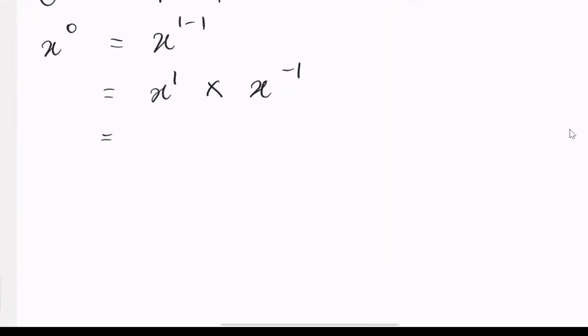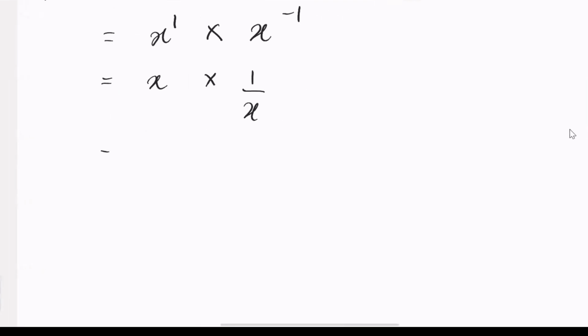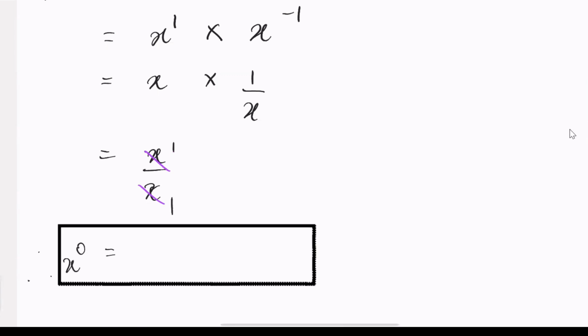which is equal to x, as x to the power of 1 will be equal to x, into x to the power of minus 1, which will become 1 by x, which will be equal to x by x. And now that it is x by x, we can cancel these two out. 1 and 1. Therefore, x to the power of 0 is equal to 1.